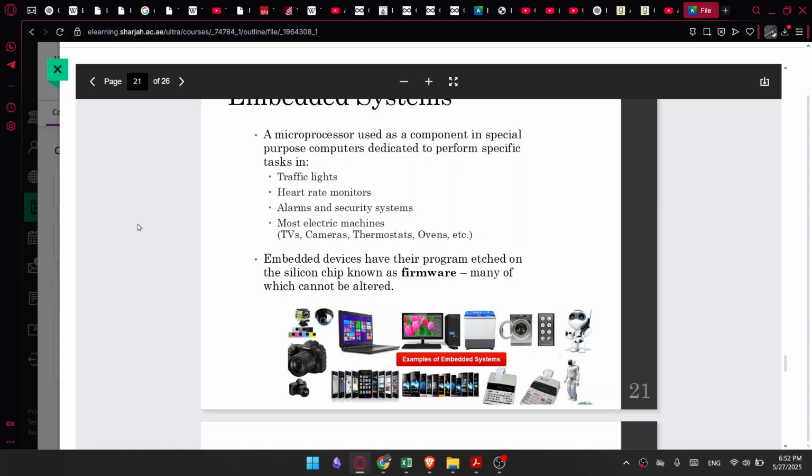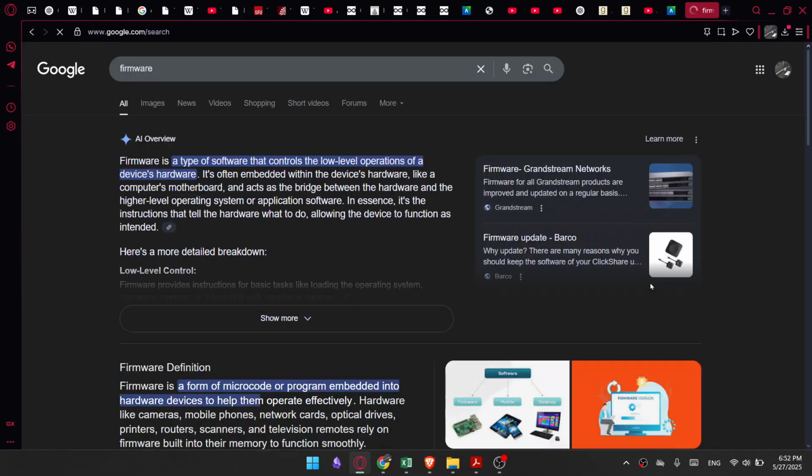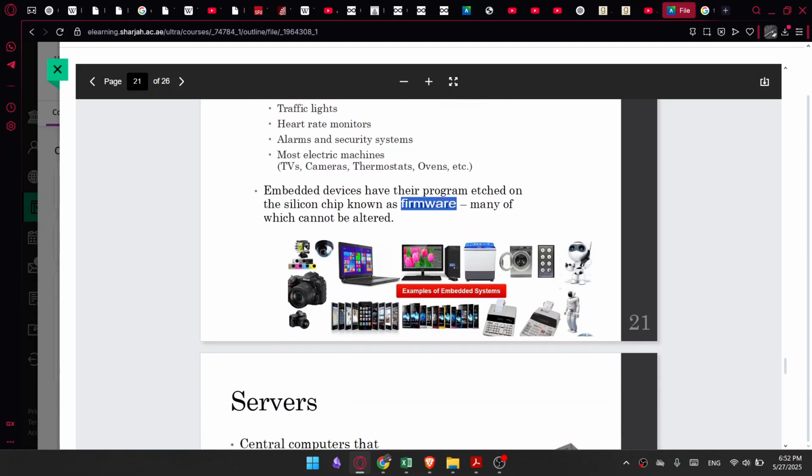Embedded devices have their program etched on a silicon chip known as firmware. And what is firmware? Firmware is a type of software that controls the low-level operation of a device's hardware. It is often embedded within the device's hardware, like a computer's motherboard, and much of it cannot be altered.